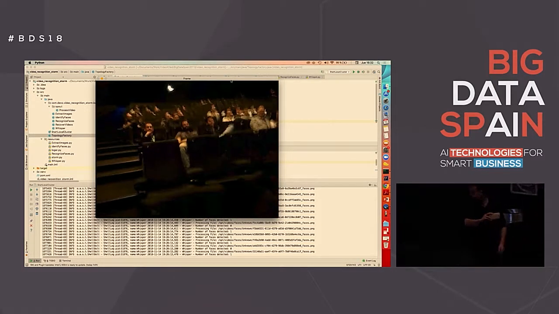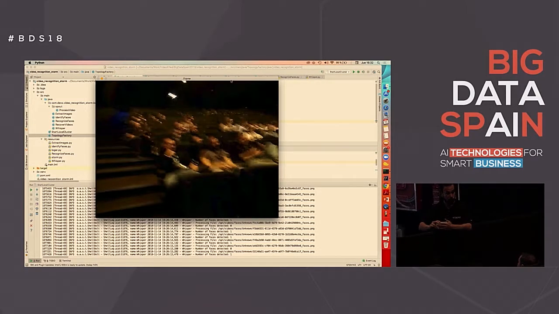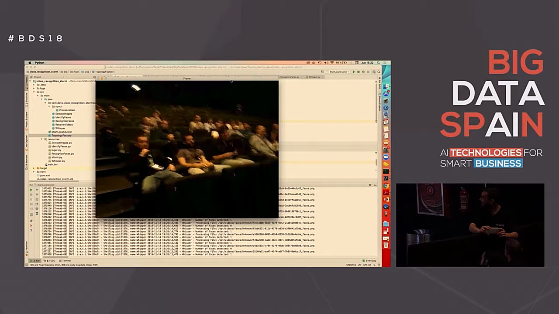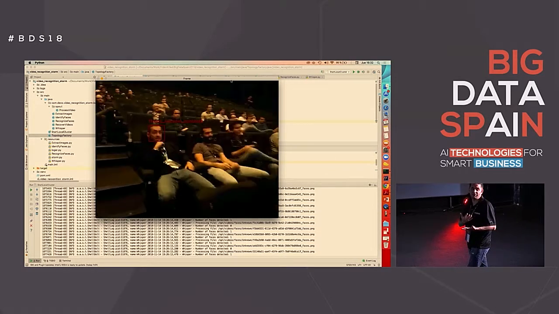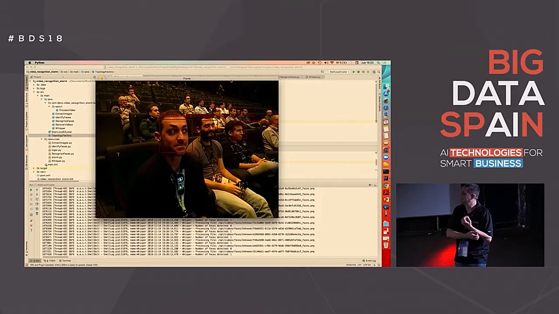Yes, because in Facebook, in LinkedIn, we have only one photo of each person. This kind of training with few photos of the same person launches a lot of false positives. I know all of you.